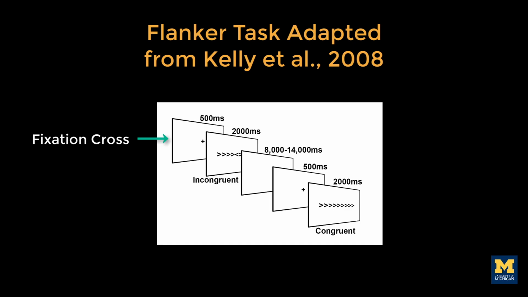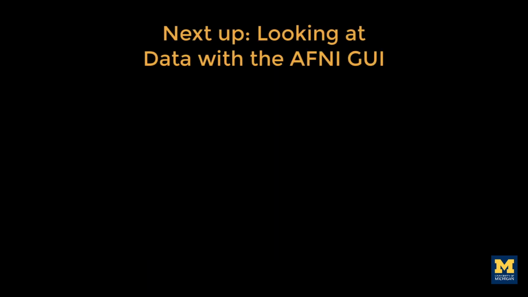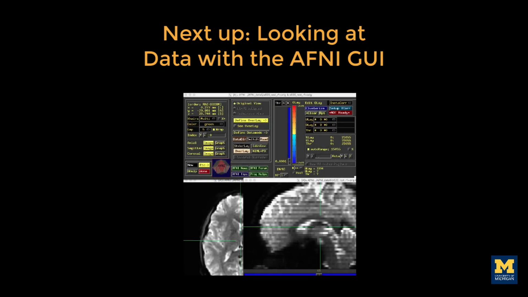Note that because this is an fMRI study, the timing of the experiment will be different than in a behavioral experiment. The most important difference is the use of jitters, or intervals of different lengths to separate each presentation of a flanker trial. This is necessary in order to estimate the BOLD response or brain activity for each condition. Later on, we'll learn how to create timing files indicating when each trial occurred relative to the beginning of the experiment. But first, let's take a look at this imaging data using the AFNI image viewer.